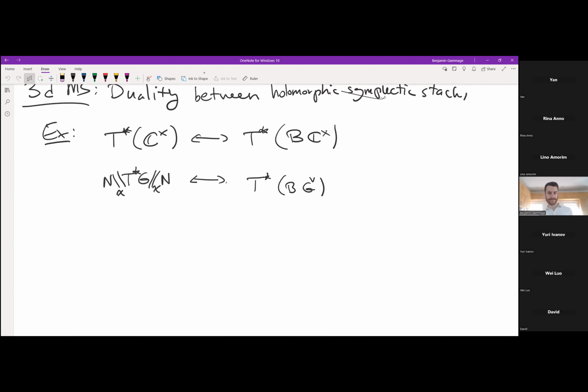And then of course, the next thing you might ask is, well, okay, I've told you about the cotangent bundle of point mod a group. What would happen if I had the cotangent bundle of, say, a vector space mod a group, like say V is a representation of the group G? And in that case, this dual has a name. It goes by the name of the Braverman-Finkelberg-Nakajima Coulomb branch construction.